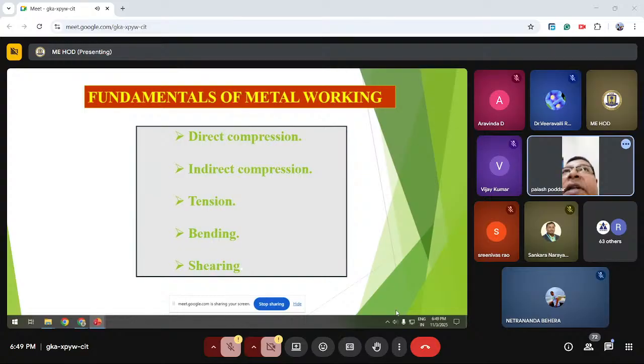Direct compression means when you are applying load, the metal will flow, and the direction of the flowing of the material and the direction of the force are on the same line. That is called direct compression. When the metal flow is perpendicular to the direction of applied force, then it is called indirect compression. Tension means when a tensile load is applied, the metal deformation will follow the tension mode. In bending, there is a bending moment on the material, and the force is applied accordingly. Shearing means when the metal is elongated, then perpendicular to that the shear force will act on it. So these are the basic fundamental principles for metalworking.